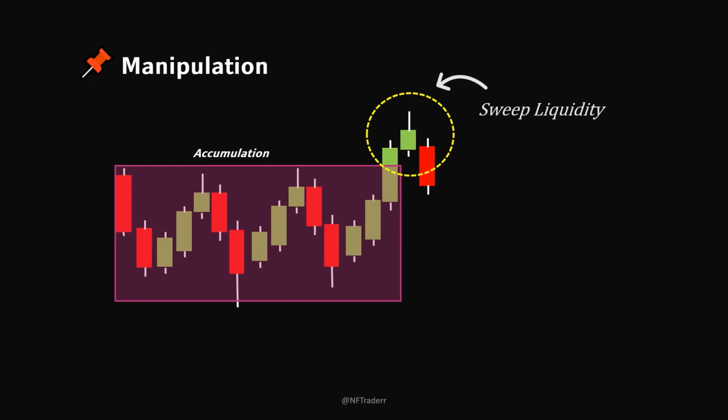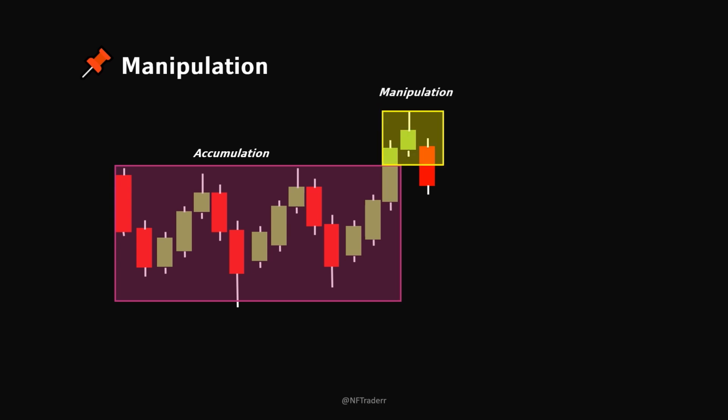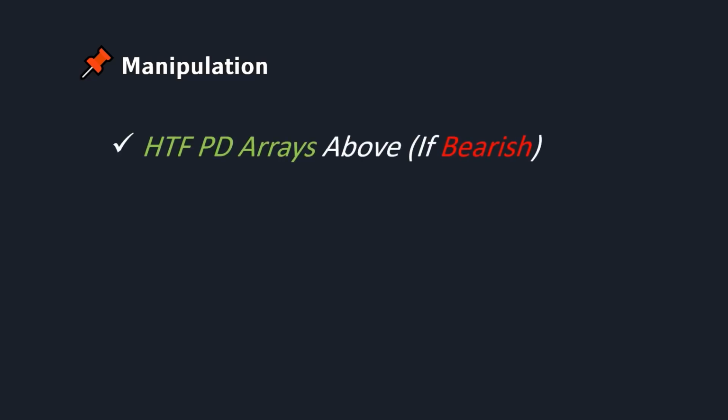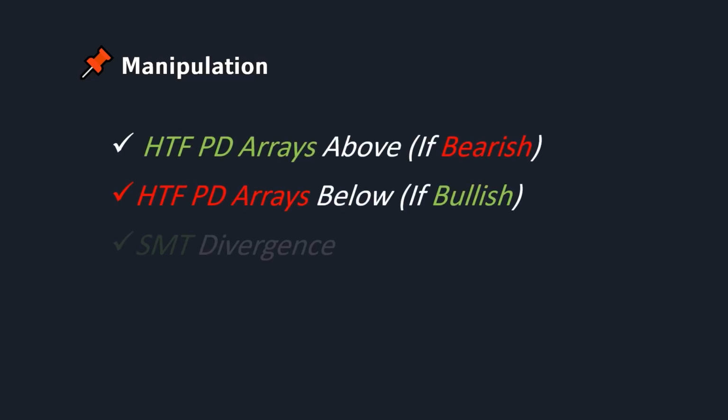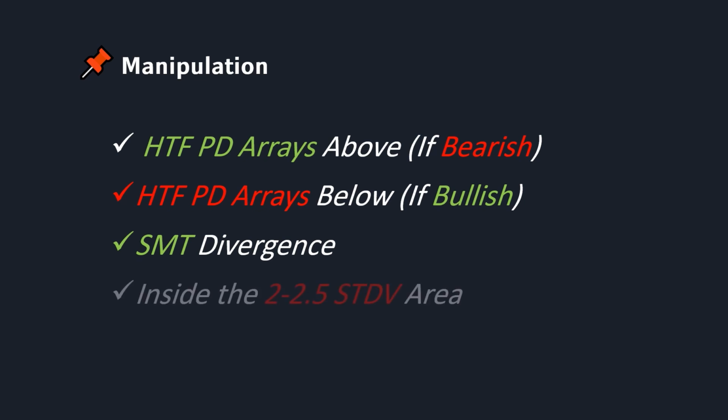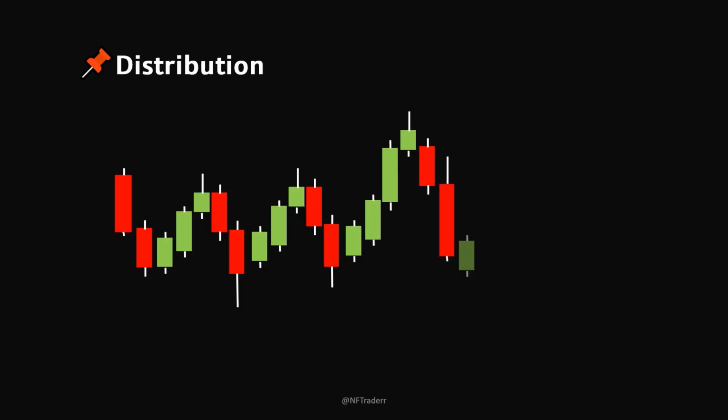A fake-out signals that the breakout was not genuine and was orchestrated to sweep liquidity above the range while inducing breakout buyers into the market. Once smart money has collected enough liquidity, the manipulation concludes. How do you know when the manipulation ends? I usually use HTF PD arrays above if bearish, HTF PD arrays below if bullish, SMT divergence, and finally inside the 2 to 2.5 STDV area.